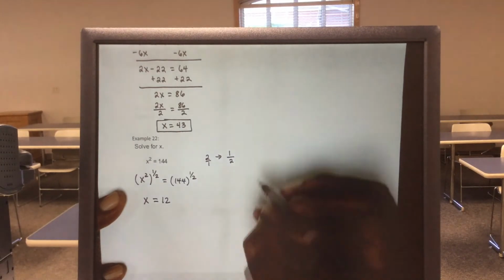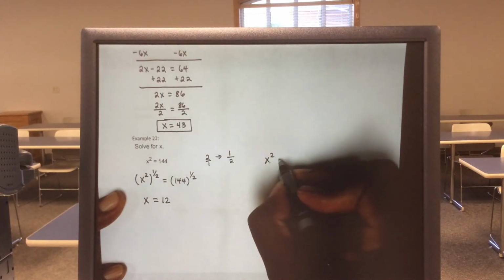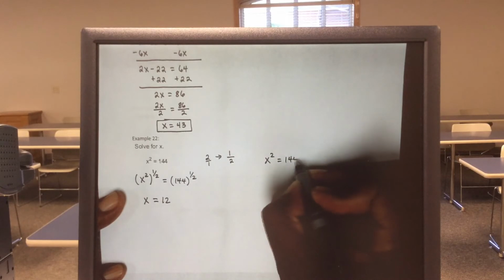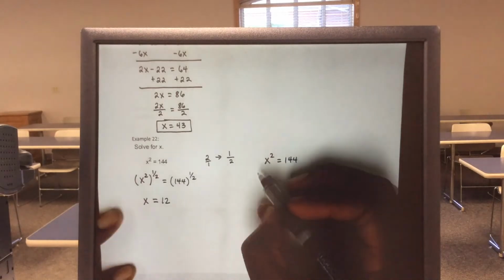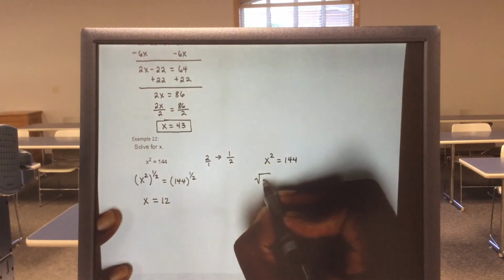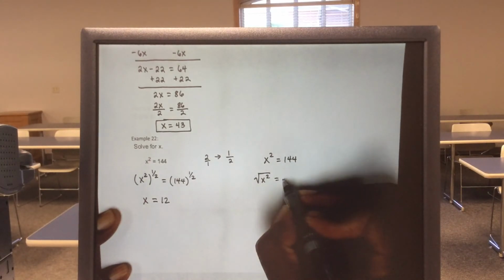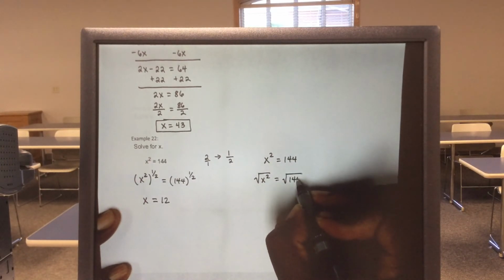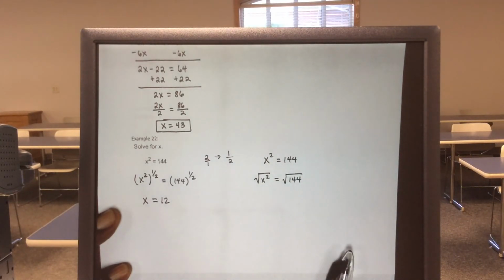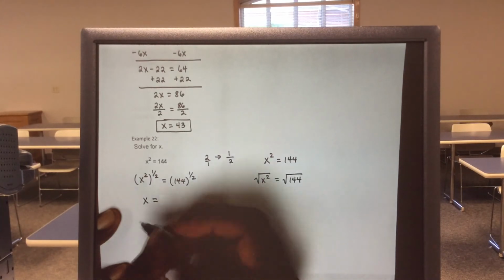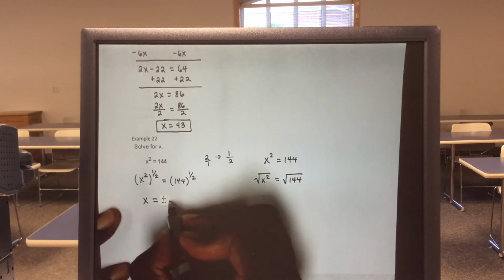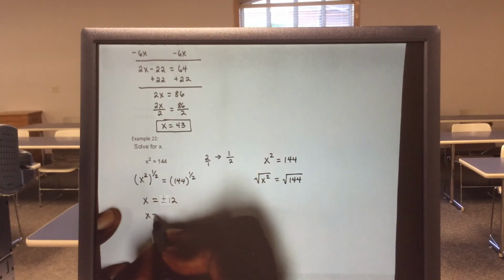Now, there is another way you could do this. If you are familiar with the fact that the square and the square root are inverses, you can take the square root on both sides. Okay? And I do need to mention here, it is not just 12, it's this, plus or minus 12.